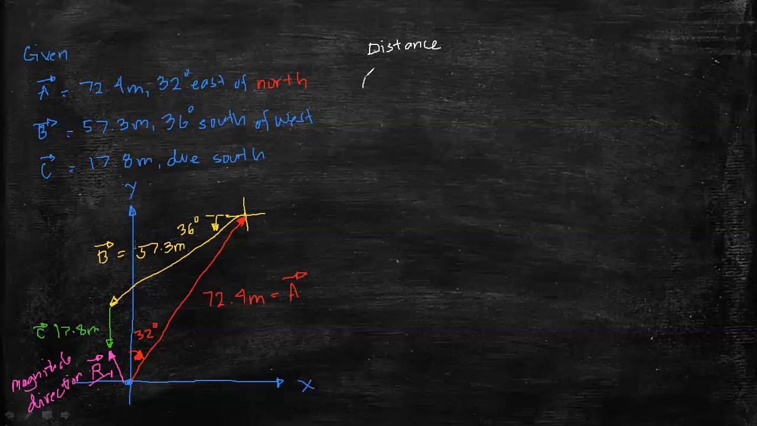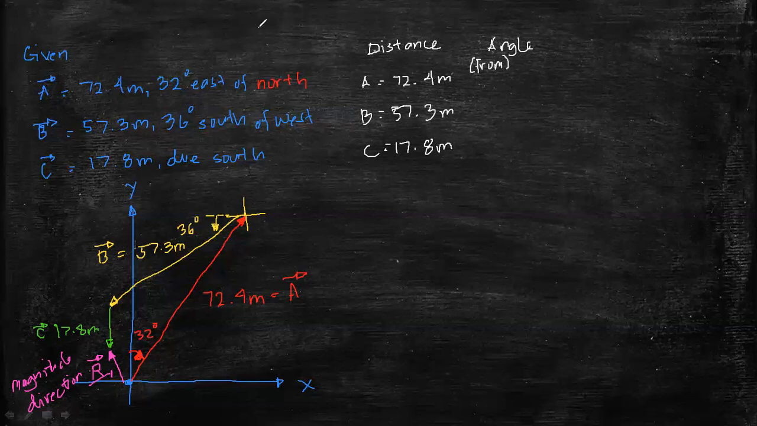So we have distance A is 72.4 meter, B is 57.3 meter, and C we have 17.8 meter. Next, we're going to get the angle from, take note, the angle from positive x-axis. From positive x-axis.